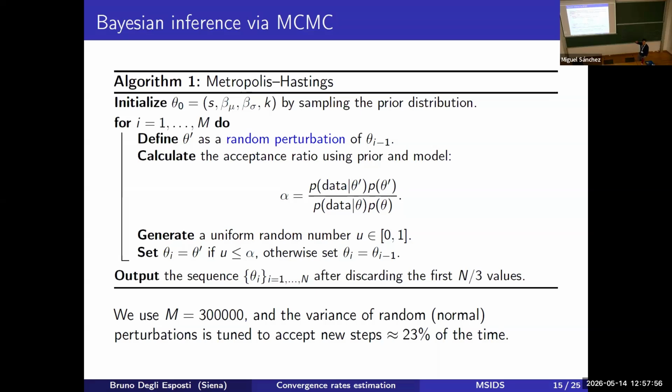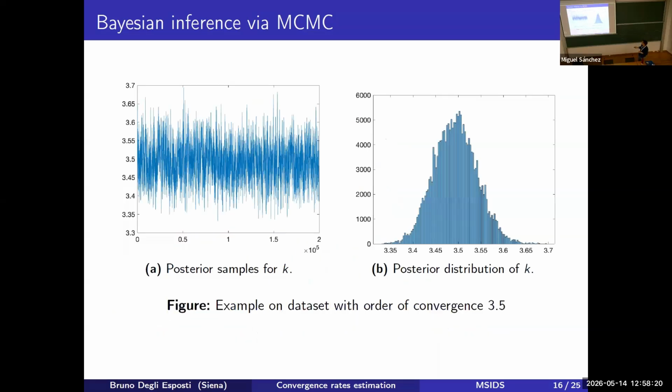This M is a very large value. So for example, in my experiments it is 300,000. But it's a very cheap algorithm, right? It takes very little to run one loop. And the variance of this random perturbation is tuned so that new steps are accepted around 23% of the time. This is in some sense optimal, or at least close to optimal. This is something we want.